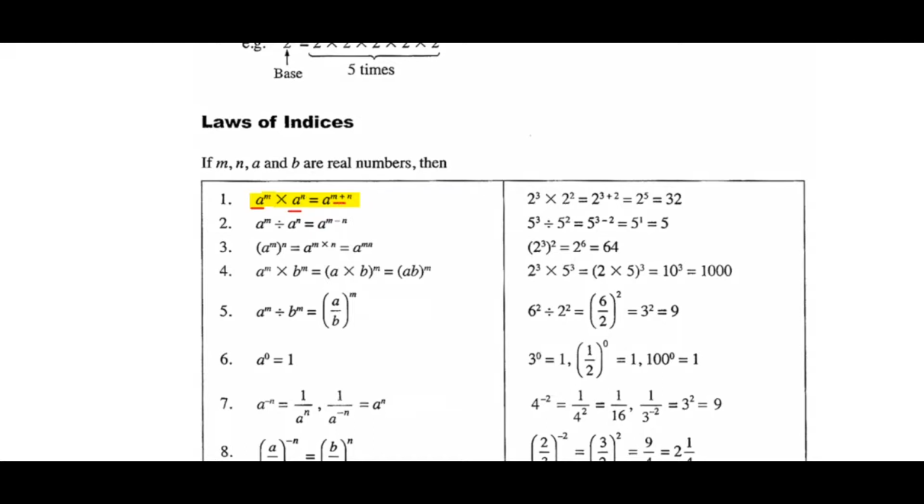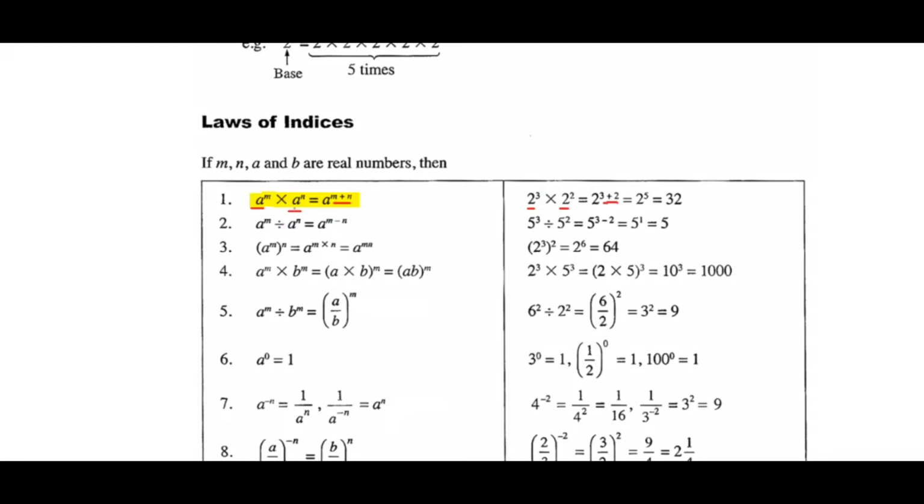So if they have the same base, you can combine, and you add the indices. An example will be 2 to the power of 3 times 2 to the power of 2. Because they have the same base of 2, you can combine them, and for the power, you add them up: 3 plus 2, you get 5. So that is the more commonly used rule in indices.